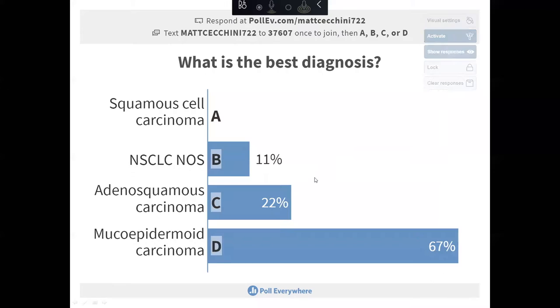Perfect. Okay. So good job. The majority gets it again. So this is in fact a mucoepidermoid carcinoma. Talk a bit more about it in a second.